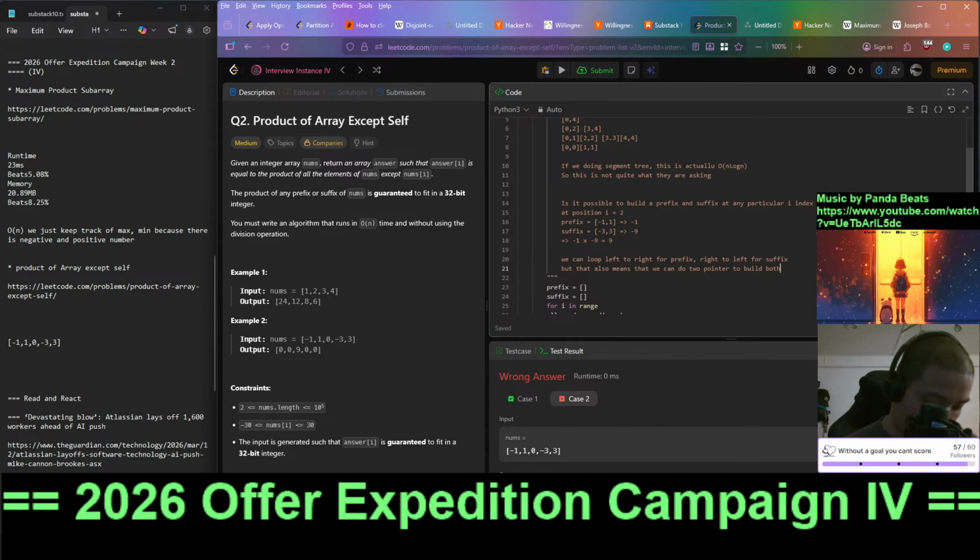So let's just make a prefix and suffix array approach. First we will try that, then the O(1) space after, right? Okay.